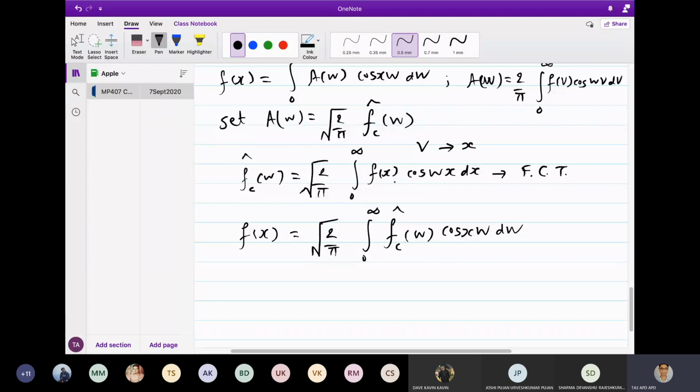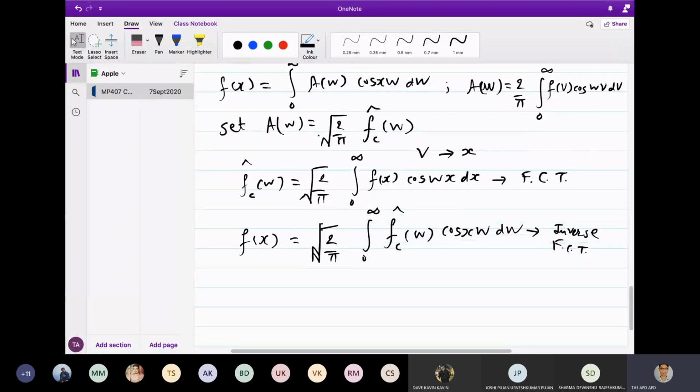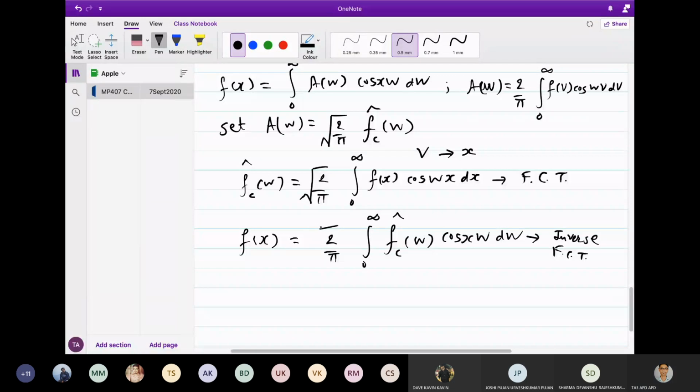And same for here, your transformation is in the form of w, so you are integrating it with respect to x. So this is called the inverse Fourier cosine transform. All right. Now, that is for the Fourier cosine transform. And similarly, one can write down the expression for the Fourier sine transformation.